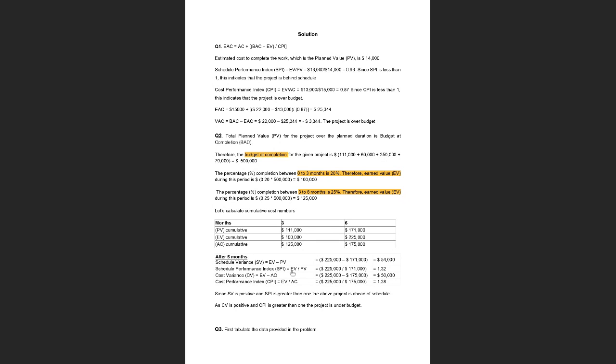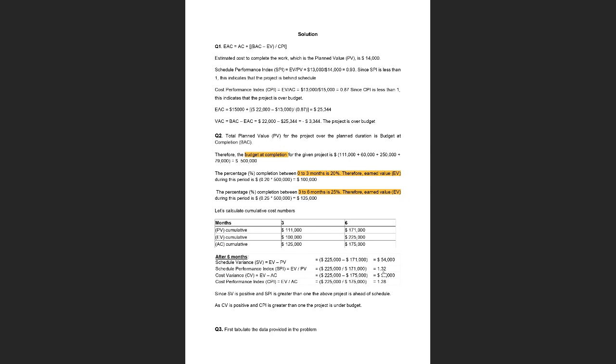As I told you, for variance, anything that is positive is good for your project, and for index, anything that is greater than 1 is good for your project. On the other hand, for variance, anything that is negative is bad for your project, or for index, anything less than 1 is bad. So here you see that since the schedule variance is positive and SPI is greater than 1, you can just calculate any one of these to find how your project is performing in terms of time.